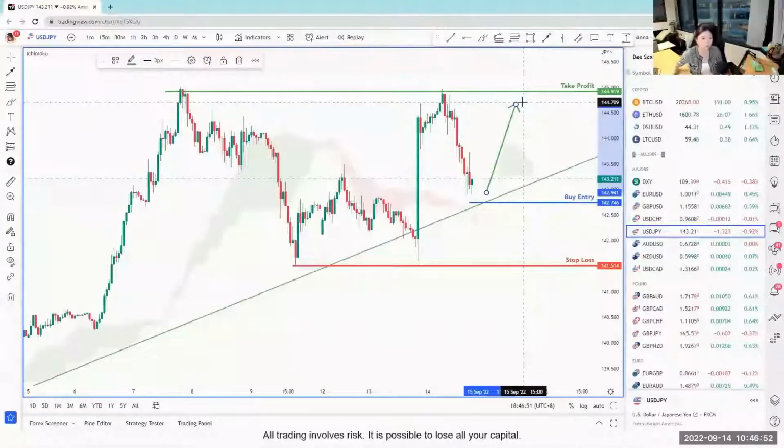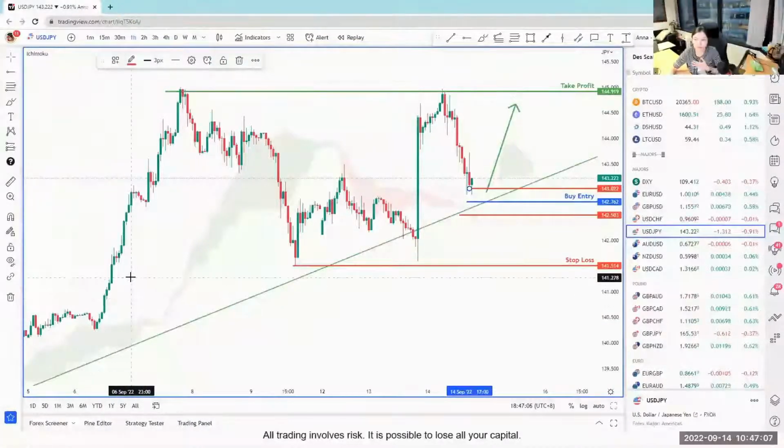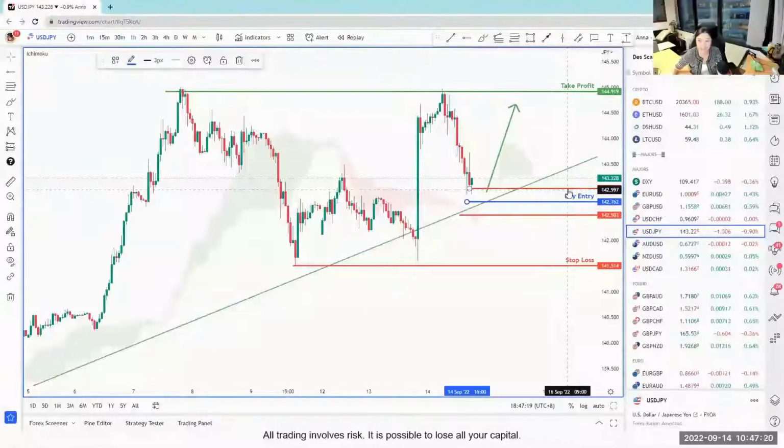Where would my break-even point be? Would it be at here, A, B, C? Where would my break-even point be? Okay, remember your break-even point is always, this is C, right? Sorry, I kind of forgot because I didn't indicate. Okay, so usually your break-even point tends to be at your buy entry.